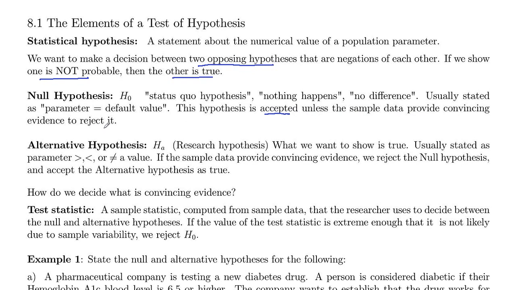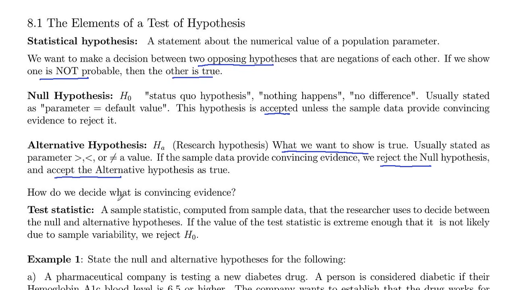So if our sample data is extreme and it indicates that our null hypothesis is not true, then we conclude that the alternative or research hypothesis is true. This is denoted H sub A, and this is what we want to show. This is usually stated as the parameter is greater than, less than, or not equal to a value. If the sample data provide convincing evidence, so if that sample is too extreme to be due to chance, we reject the null hypothesis and accept the alternative. So that's the way hypothesis testing works.